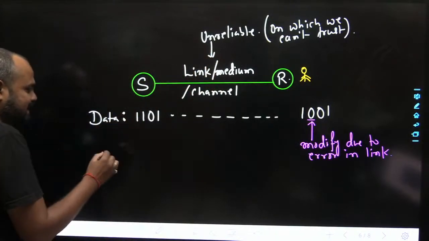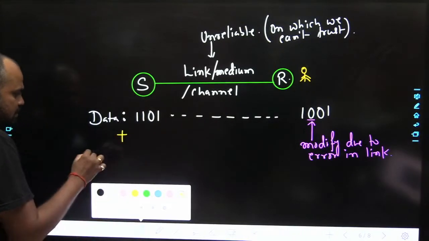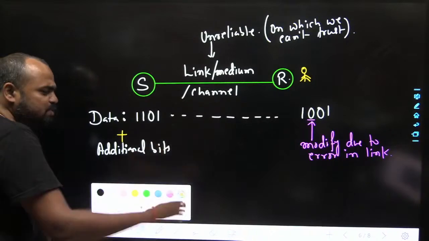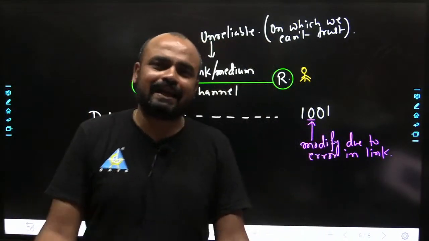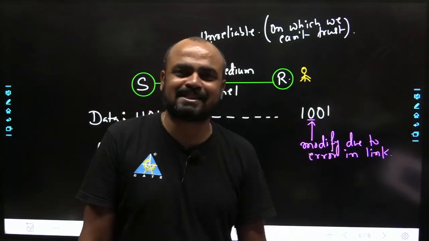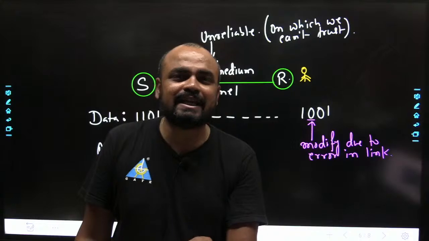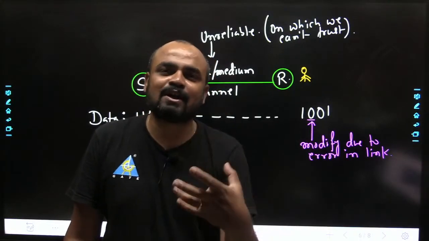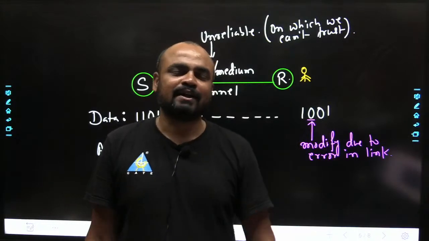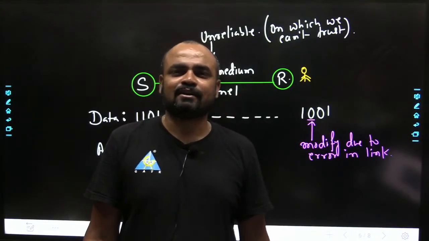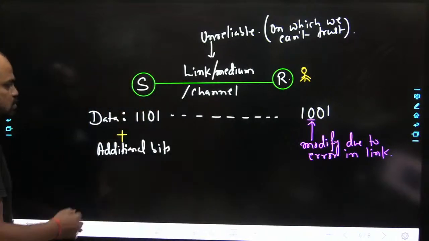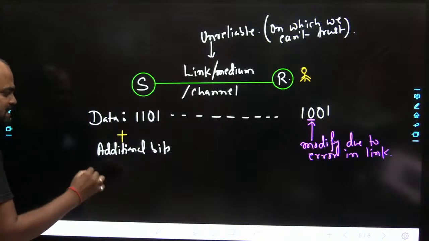So along with the data, the sender has to put additional bits. My dear friends, whenever you are implementing additional bits, you cannot choose them randomly, like 1101, just take additional bits. Whatever additional bits you choose should have some logic, because in computer science, nothing can happen without logic. Yes or no? And I will prove it. Don't worry, once I start the error control protocol, I will prove it. So along with the data, the sender will put some additional bits with some logic.